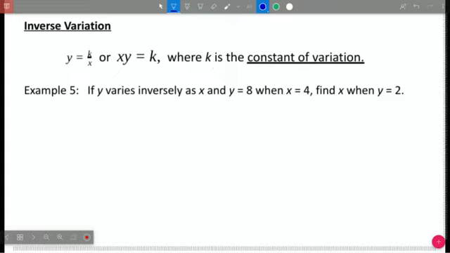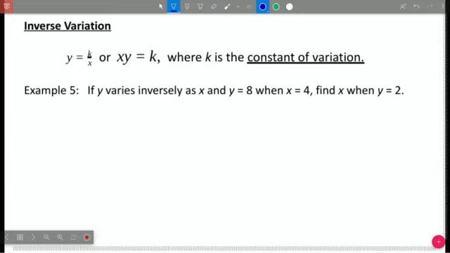All right, so let's shift gears a little bit and start talking about inverse variation. With inverse variation, it's basically just the opposite. In inverse variation, as one thing goes up, the other will go down, or if the first thing goes down, then the other thing will go up. So they're going in opposite directions.